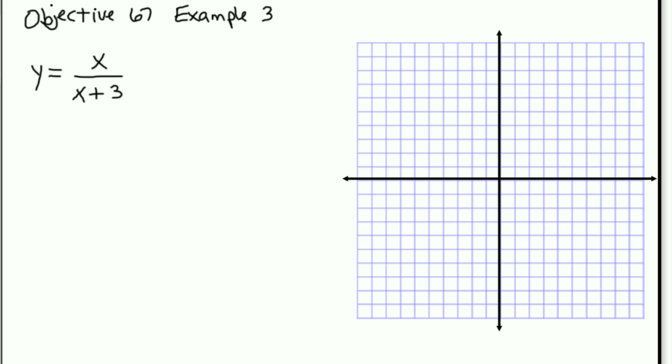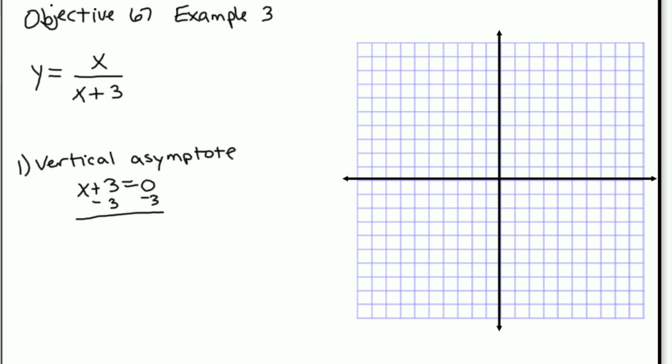So just like the previous problems, our first step is to find the vertical asymptote. We'll set our denominator equal to 0 and solve. So x plus 3 equals 0. Solving this equation leaves us with a vertical asymptote at x equals negative 3.